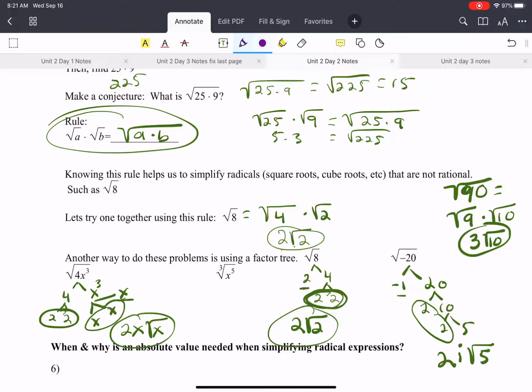What's the difference, though, between this last one here? It's a cube root. Okay? So, am I still looking for pairs if it's a cube root? No. I'm looking for triples because I want the same thing times itself 3 times. Okay, so when I make my branches, how many branches of x should there be if it's x to the 5th? 5.